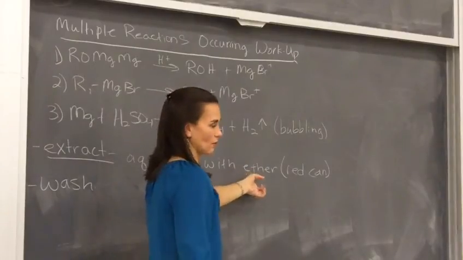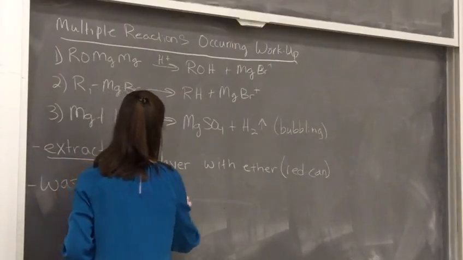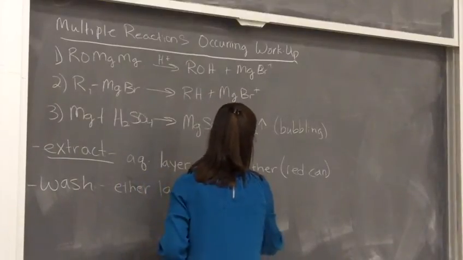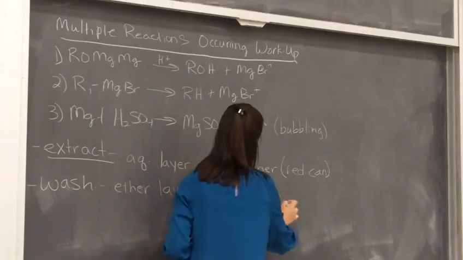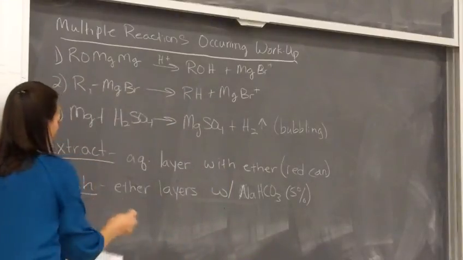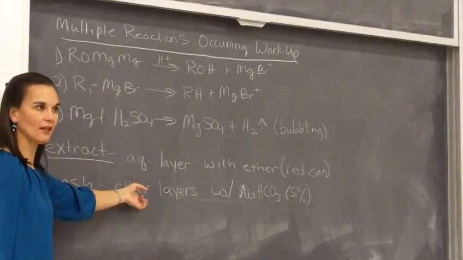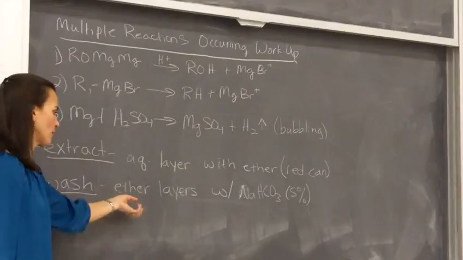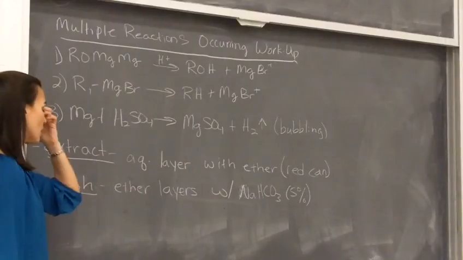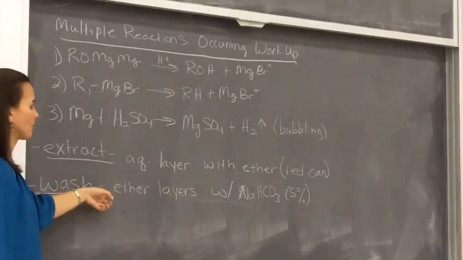We're going to combine those two ether layers, and then we're going to wash the ether layers with sodium bicarbonate. Okay, so we have sodium bicarbonate solution, it's a 5% solution. The wash means we want to get something out of the layer we want to keep. So we're going to keep the ether layers. We want to wash something away from those ether layers. All right? So keep in mind what extract and wash mean, because you're going to see these terms multiple times now whenever you do an aqueous workup.